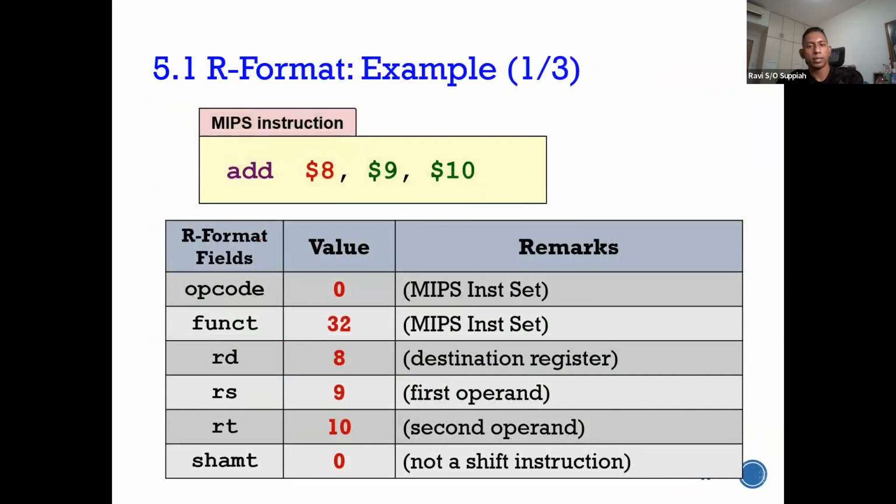All right, so let's have a look at this and sort of relate it together. If you look at this instruction, add 8, 9, and 10, we know that the behavior is this, correct? We want the content of register 9 and the content of register 10 to be added together and the result put into register 8. So this becomes your RS, this becomes your RT, and this becomes your RD.